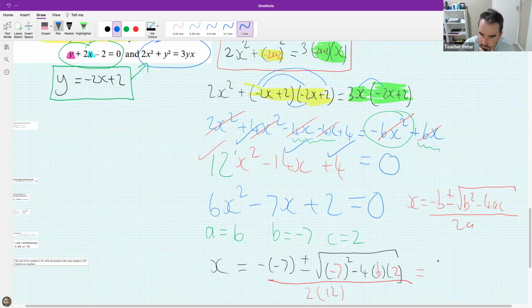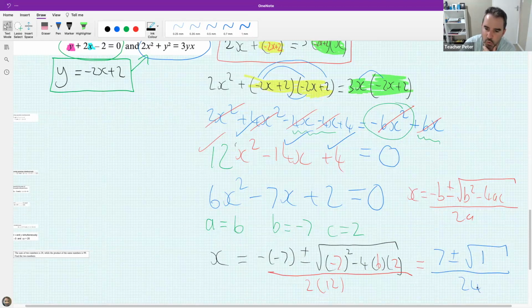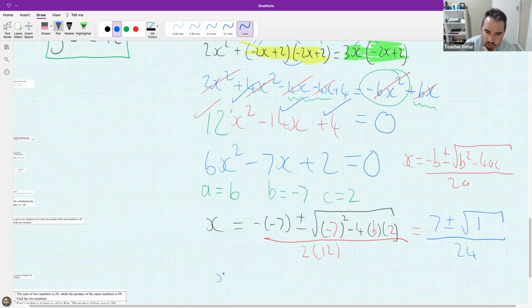So we get 7 plus minus. Now, that's 48. That's 49. So delta is 1. And this will be 24. And so what is x going to be? It's going to be 8 over 24, or 1 over 3, or 7 minus 1 is 6. 6 over 24 is a quarter. So I get x is a third, or x is a quarter.